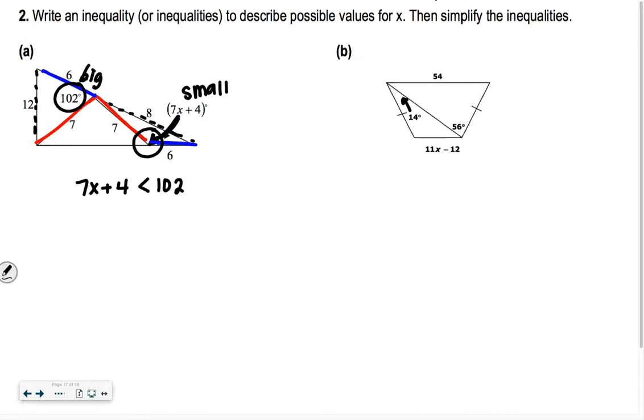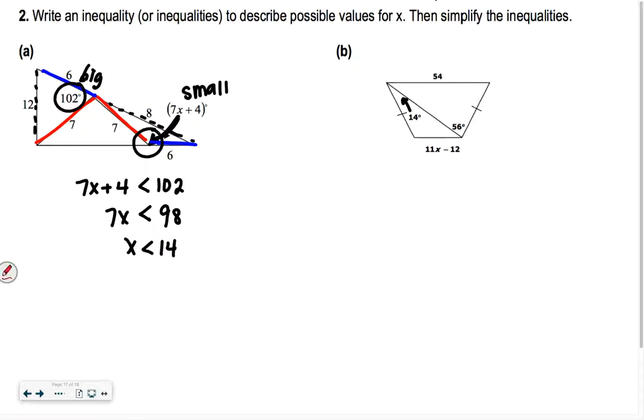Okay, so that creates an inequality. If I subtract the 4 over, I get 98. 7x is less than 98, so I get x is less than, I believe, 14 if you divide that out. All right, and then are there ways to, you know, get another inequality? No, I don't think so in this case. So we're going to look at the other one.